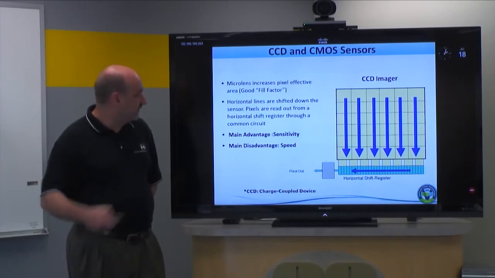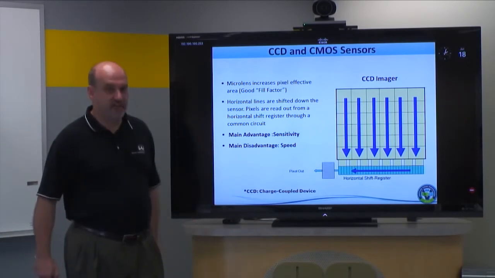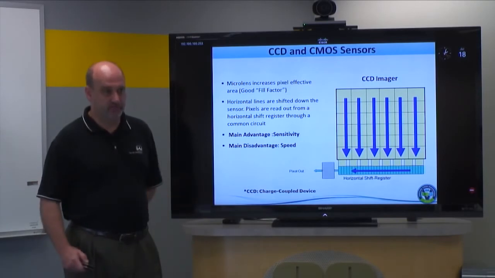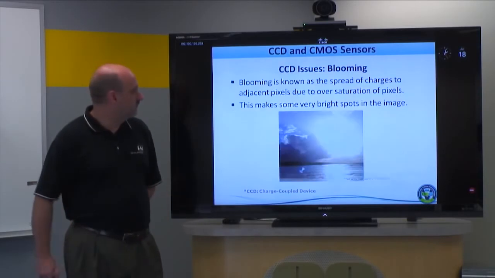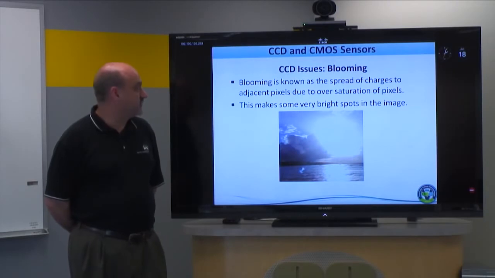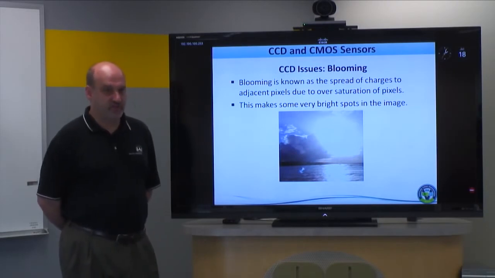And again, besides the power, the disadvantage to that is there's a speed at which you can move those electrons around on the CCD surface. Other issues for CCD begin with blooming. Blooming is the spread of charge to adjacent pixels due to the saturation of pixels.